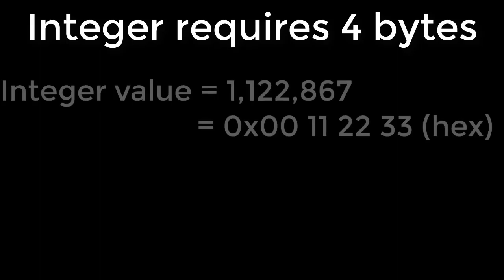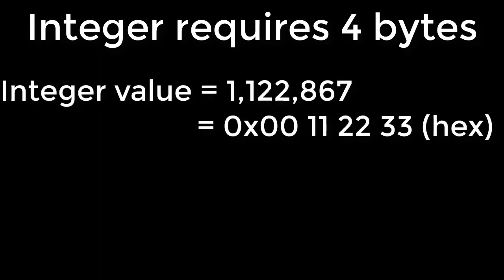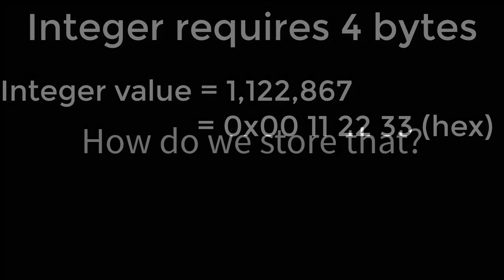So let's take the integer value 1,122,867, which would be represented as 00112233 in hex. Now, how would we store that into a computer's memory?